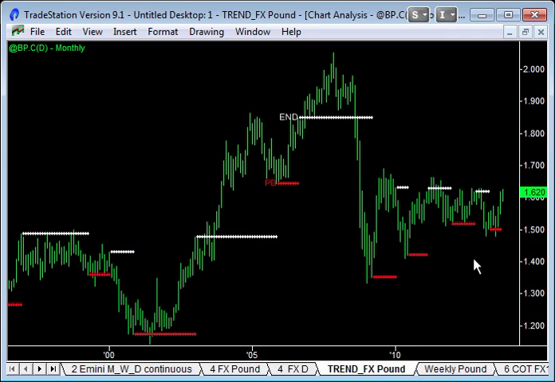And then once we're pushed out of that congestion zone, the people that are on the wrong side of that trade have to cover. They have to do the reverse, and so they add energy to the breakout move. So the more congestion we see, the more likely it'll be that we will get a trend breakout. And it's just a question of figuring out when that good trend breakout is going to happen.